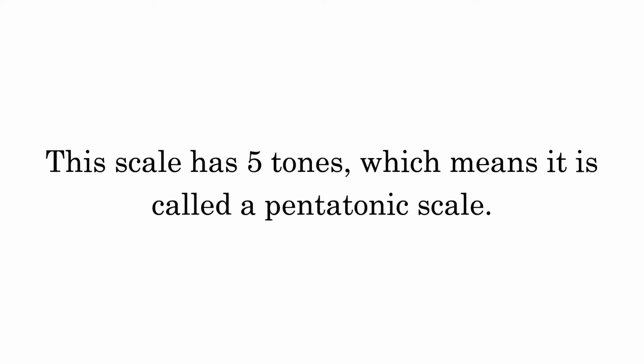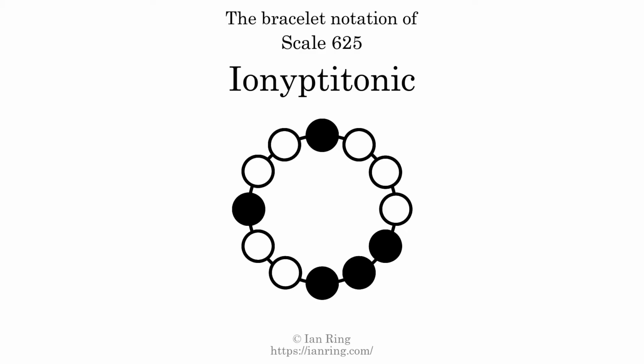This scale has 5 tones, which means it is called a pentatonic scale. This is a bracelet notation diagram of scale 625. The shaded circles represent tones that appear in the scale, and they are read clockwise, starting at the top.